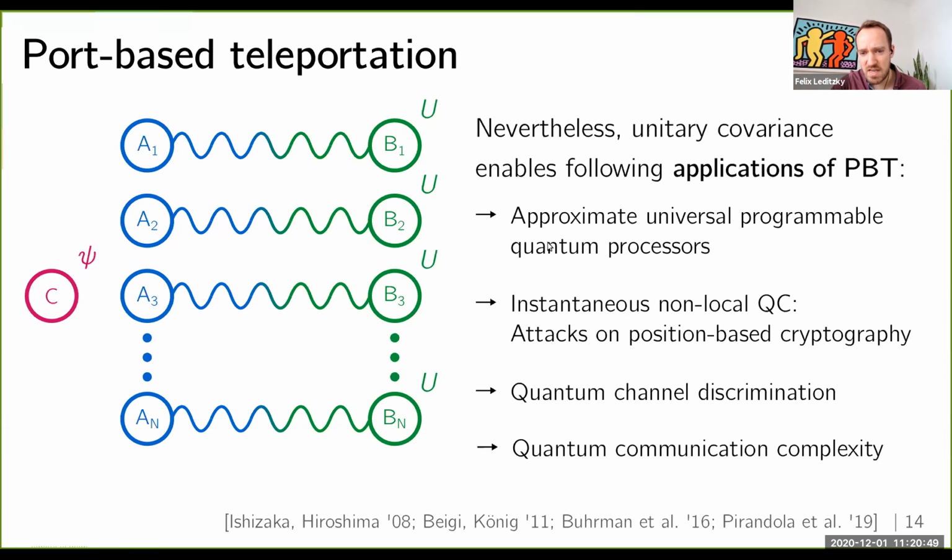So the one that I've mentioned is this instantaneous non-local quantum computation, where the task is, for example, to implement a joint unitary on two separate systems. And this has been used as an attack on something called position-based cryptography, where you verify your position against adversaries. And it also has some other applications in, for example, quantum channel discrimination or in quantum communication complexity. And these are all applications where the standard protocol with this correction operation that Bob has to do prevents you from using it. But this port-based teleportation with this simple correction enables these applications.